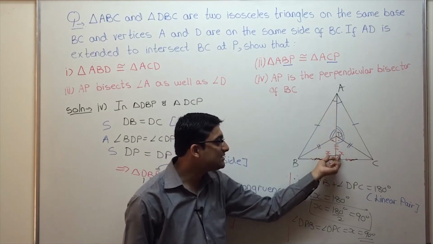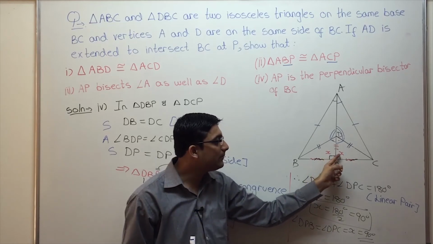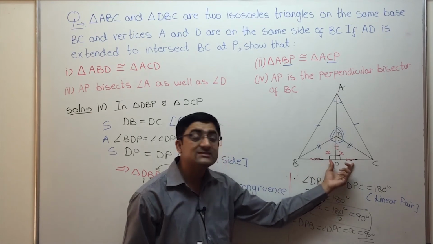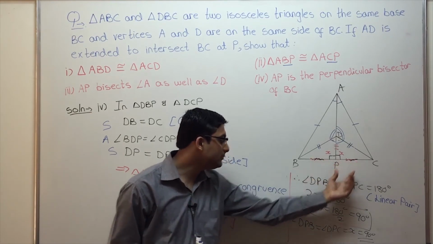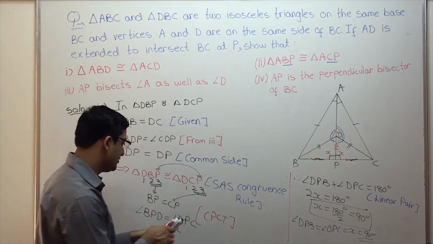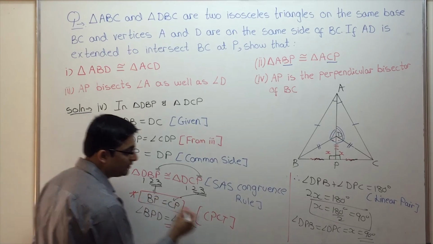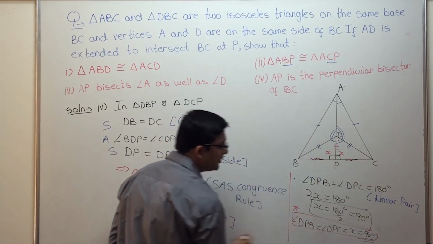This implies AP is the perpendicular bisector of this. See, what is a perpendicular bisector? It should be perpendicular to BC. That means these two angles should be 90. We have shown that. It is bisecting BC, that means it is dividing BC into equal parts. So BP should be equal to CP over here. So this over here, I'll put a star, and this over here, I'll put a star. So based on these two things, we have proved that.